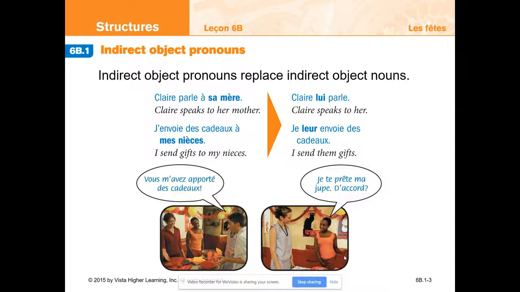Indirect object pronouns replace indirect object nouns. So, Claire parle à sa mère. Claire lui parle. I replace à sa mère with lui. J'envoie des cadeaux à mes nièces. À mes nièces, indirect object. Je leur envoie des cadeaux. Cool, easy.